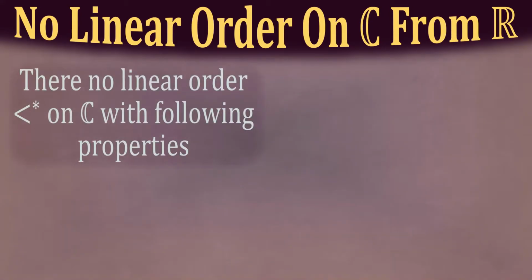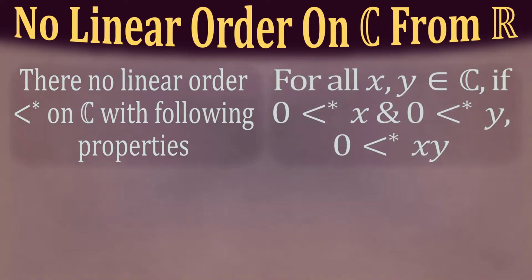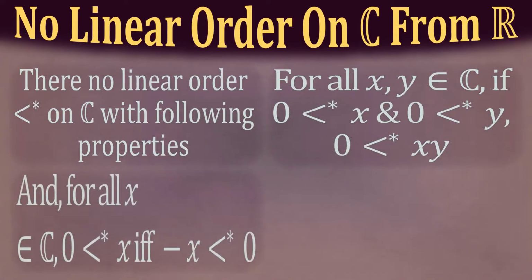In particular, there is no linear order less than star on the complex numbers with the following properties. For all x and y in the complex numbers, if 0 is less than star x and 0 is less than star y, then 0 is less than star xy. And for all x in the complex numbers, we have that 0 is less than star x if and only if minus x is less than star 0.